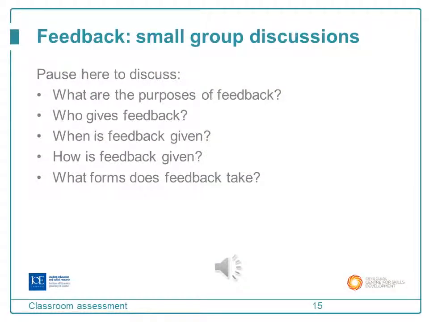Now there's time to discuss how to give feedback. You could pair up and discuss these questions as a short activity. What are the purposes of feedback? Who gives feedback? When is feedback given? How is feedback given? And in what forms can feedback be given?